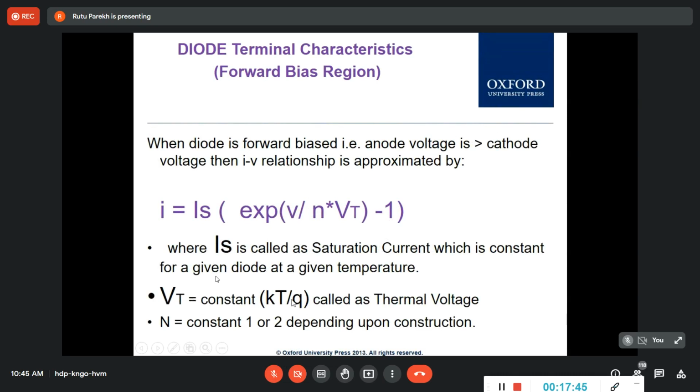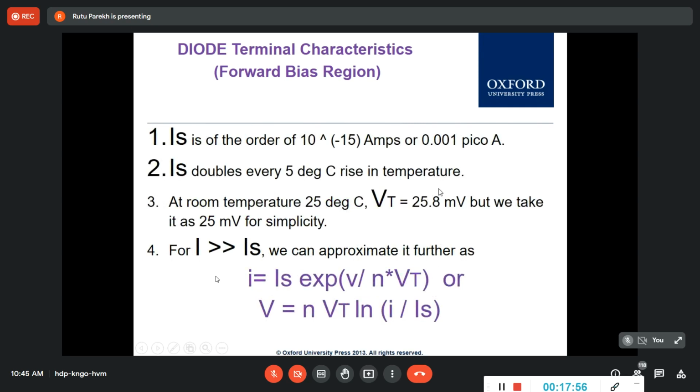See, VT equals kT by q. This is the Boltzmann constant. This is the temperature in degrees Kelvin. This is the electron charge. This is known as thermal voltage. At room temperature, it is 25.8 millivolt.